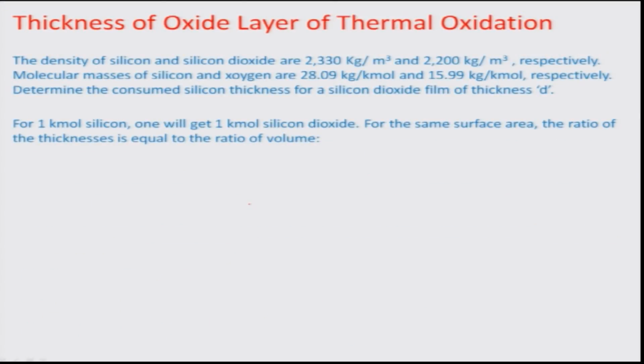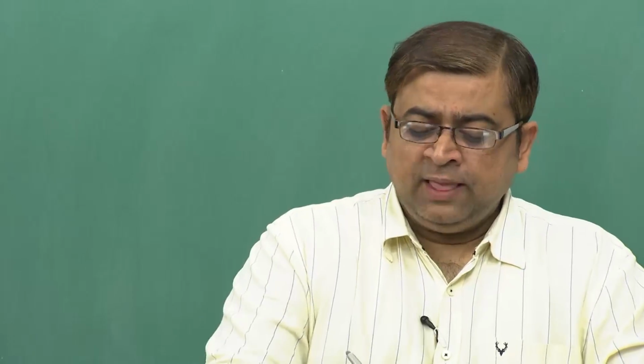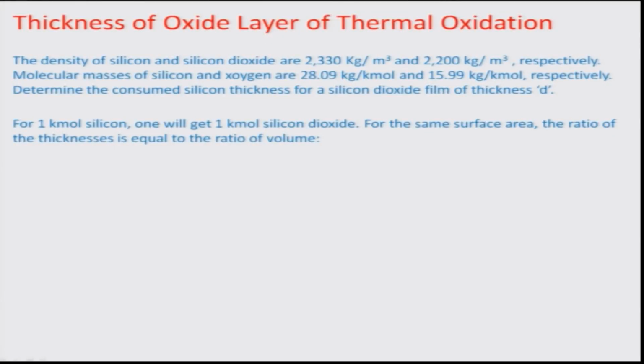So I would like to improvise the concept a little bit, because it's a diffusion process that we are talking about, and as I told you, it is at the behest of the silicon that the silicon dioxide layer gets formulated. So there is a simple case here where the densities of silicon and silicon dioxide are given to be 2330 kg per meter cube and 2200 kg per meter cube respectively, and the molecular masses of silicon and oxygen are also given as 28.09 kg per kilomole and 15.99 kg per kilomole respectively.